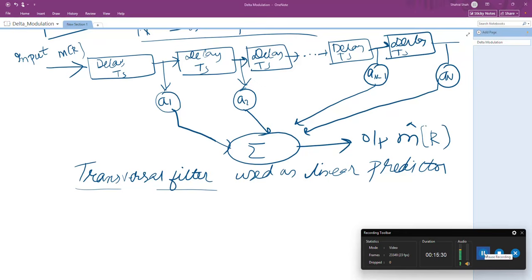I think I will stop at this point so that the video doesn't become too large. I will make a last separate video where we will discuss the actual structure of differential PCM and hence finally delta modulation.